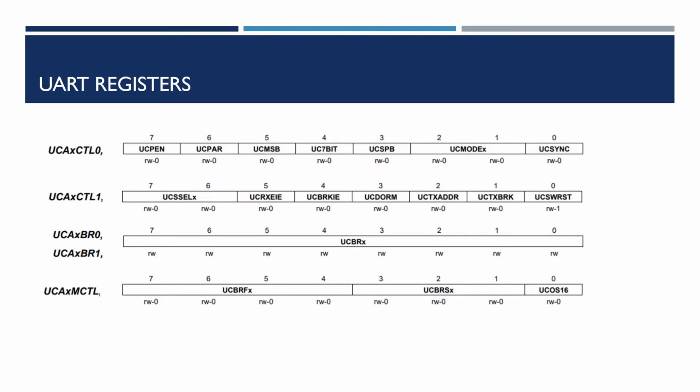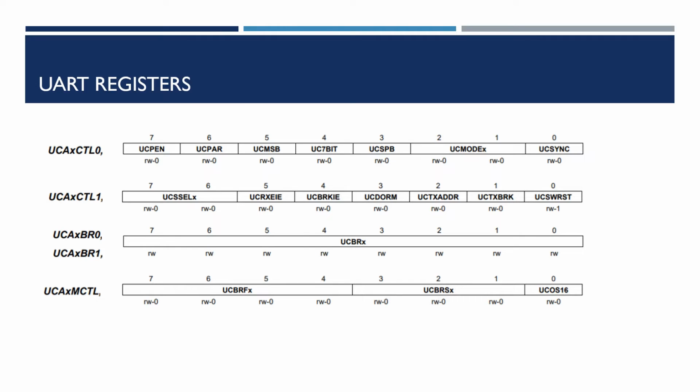There is oversampling mode and low frequency mode. Since we are using the default low frequency mode, we will not be required to set this bit. We'll keep it as default, whichever is the value, which is, I think, 0. Then the UCBRFx is nothing but the first modulation stage, which is not required for low frequency mode. So these bits will be ignored in your modulation control register.